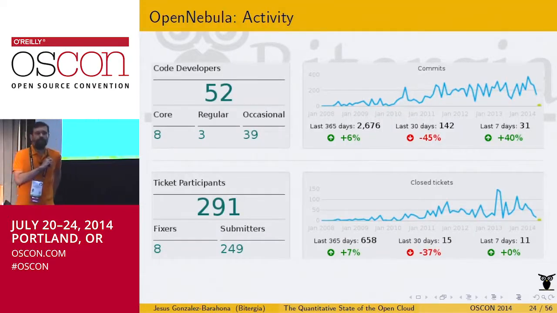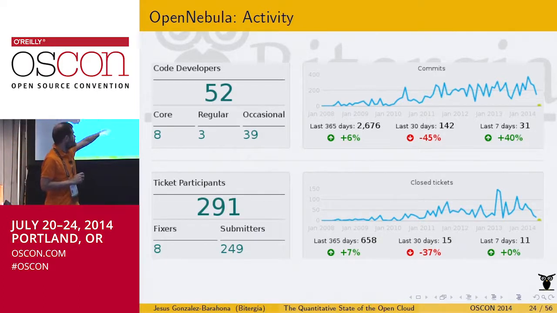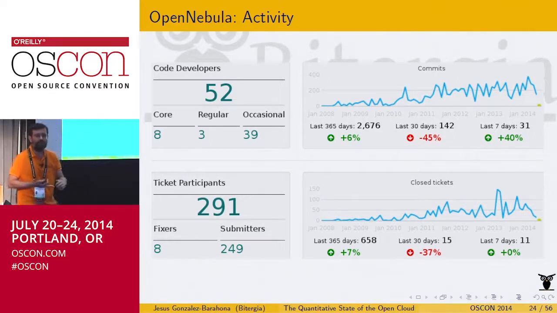So this is activity. For now, forget a bit about the left part, because I'm going to enter into more detail later, and focus on the right. On the right, you have commits and closed tickets. The interesting thing here is the magnitude, I mean the size, and the trend.